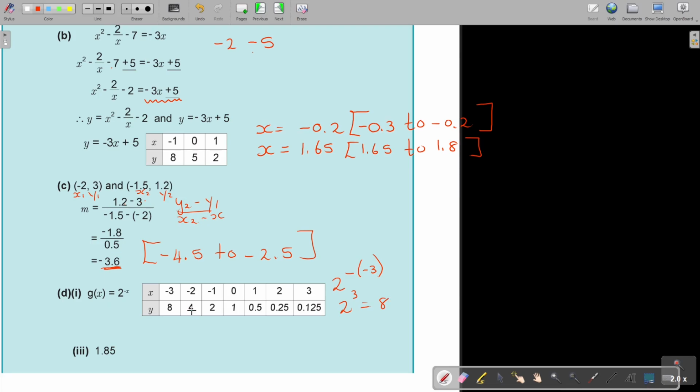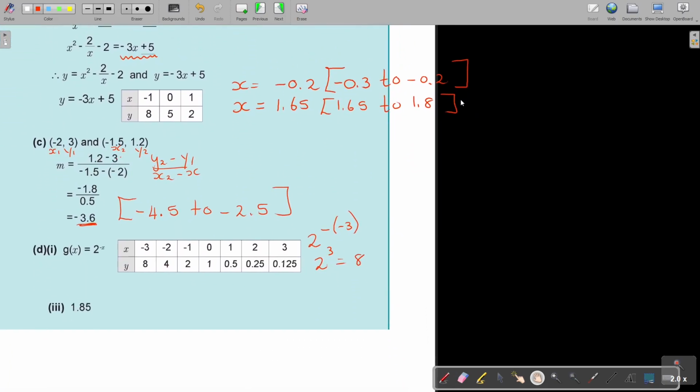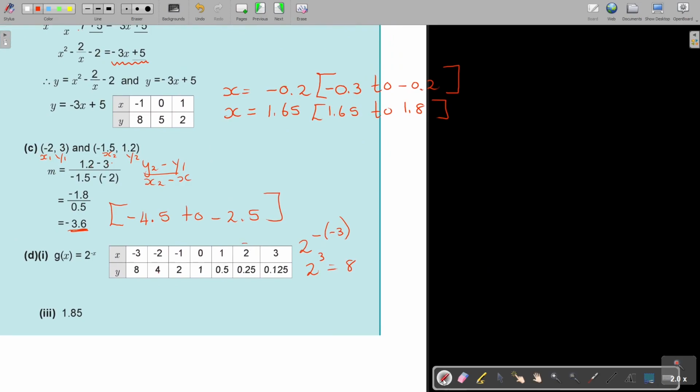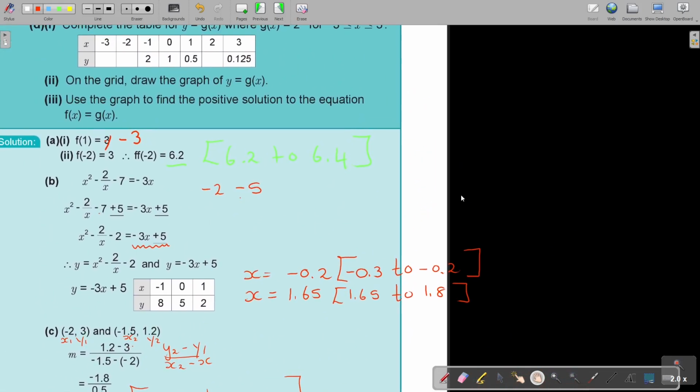Let's just see which one was also empty. How did I come to this one? When the function was g(x) equals 2 to the power negative x, so if it's 2 to the power negative 2, then it's 1 over 2 to the power of 2, and that's 1 over 4, and it's better to work in a decimal, so 0.25. Okay, so I complete the table. Then I go on the grid, draw the graph.